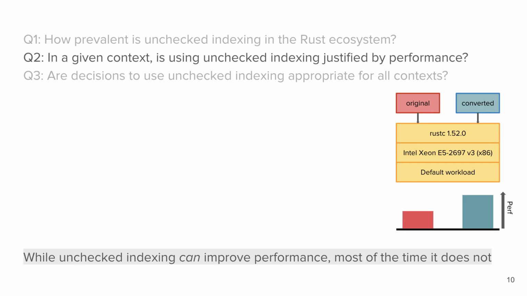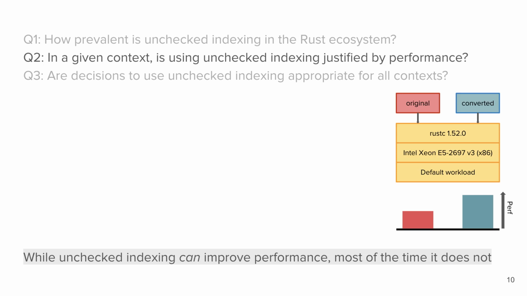The second question asks, within a specific context, is the use of unchecked indexing justified by performance? To answer this question, we perform the following experiment. Given an original unmodified library benchmark, shown in red, and a version of that benchmark where all unchecked indexing is converted to checked indexing, shown in blue, what is the performance difference between these 2 versions?